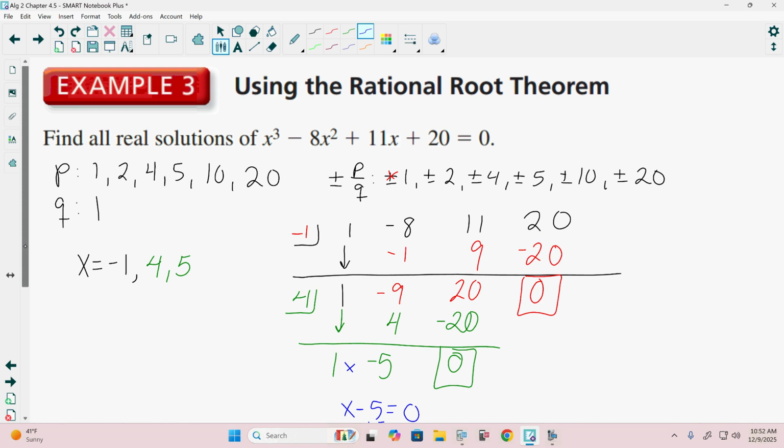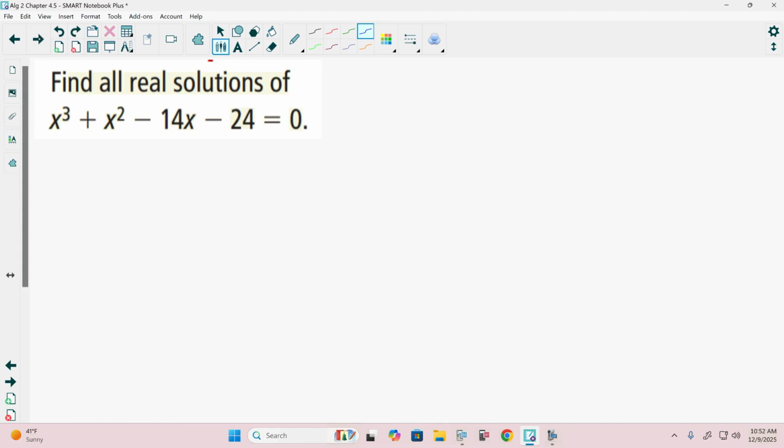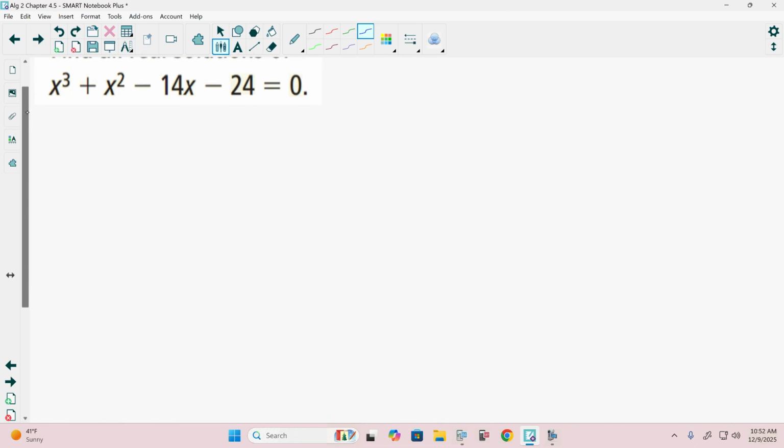All right. Let's look at this one here. X cubed plus x squared minus 14x minus 24. The main thing we want to look at is finding the rational zeros. Now with our rational zeros, we need the values of p and q. P is the factors of the constant term, our number without a variable. And the number without a variable in this case is 24.